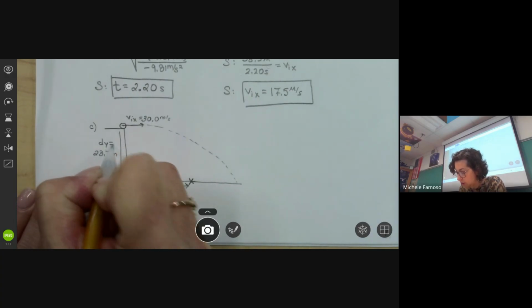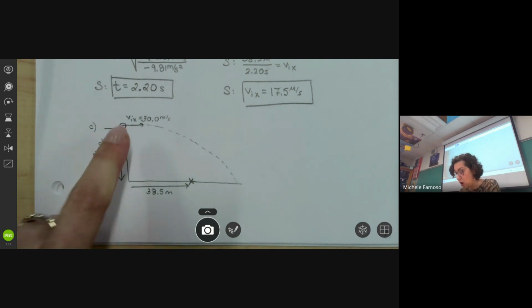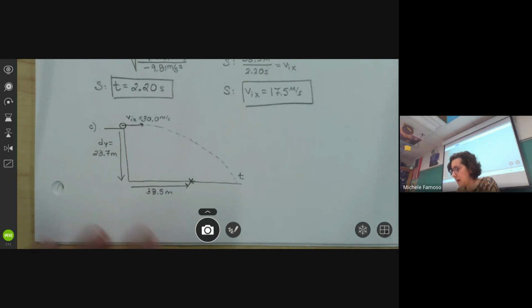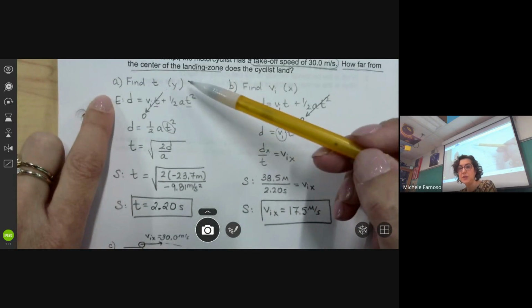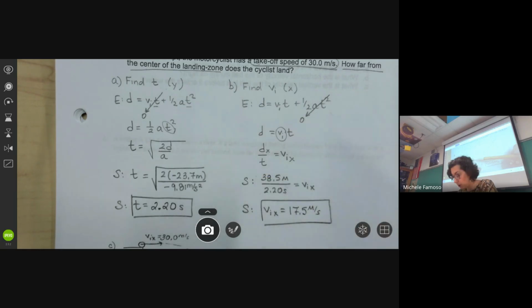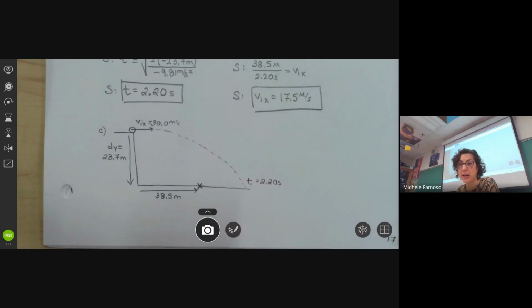This is not changing. We are not changing the height of the cliff. All we're doing is changing that speed. Is the time to get to the ground going to be any different? No, it's not, because look at how we found the time. We found the time using the vertical direction. That involved the height of the cliff. Am I changing the height of the cliff? Which means the time to land remains 2.20 seconds.